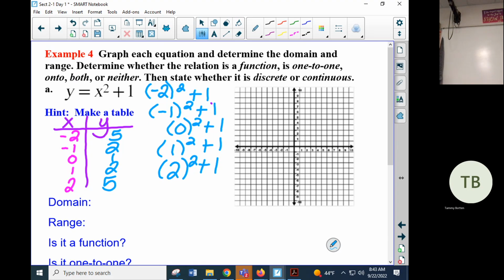So then I can go to my graph and plot those points. At -2, I'm up to 5. At -1, I'm up to 2. At 0, I'm at 1. At 1, I'm up to 2. And at 2, I'm up to 5. So what my graph would look like then is like this.